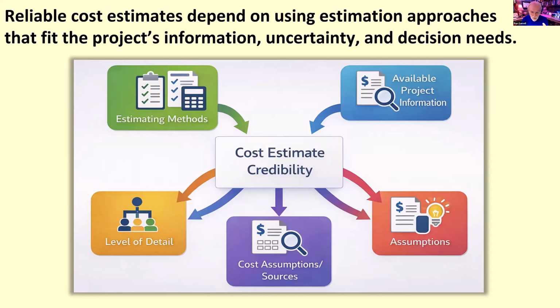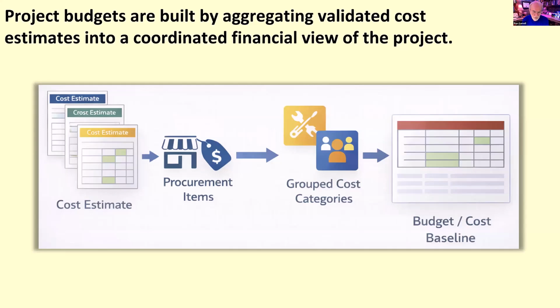In other words, we want to support the concept that strong estimates are not just numbers, they're informed judgments supported by methods and assumptions. The next step is to bring these individual estimates together into the project budget and baseline. Project budgets are built by aggregating validated cost estimates into a coordinated financial view of the project. Once the team has developed activity and procurement cost estimates, the next step is to bring these estimates together into a broader project budget.